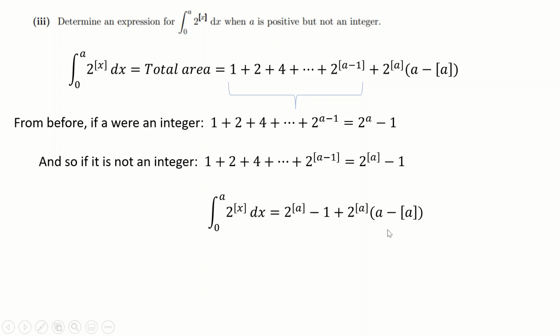There's not really much we can do with this anymore. I guess I could maybe do some factorizing of this 2 to the floor function of a, but it doesn't really matter. I think this is good enough, and that's my final answer.